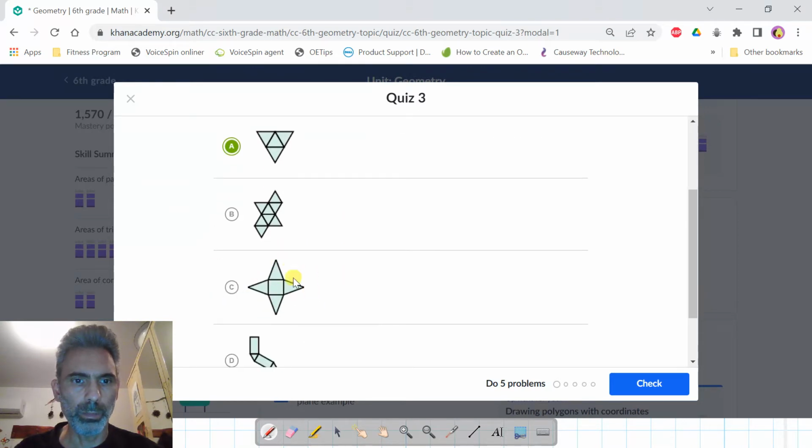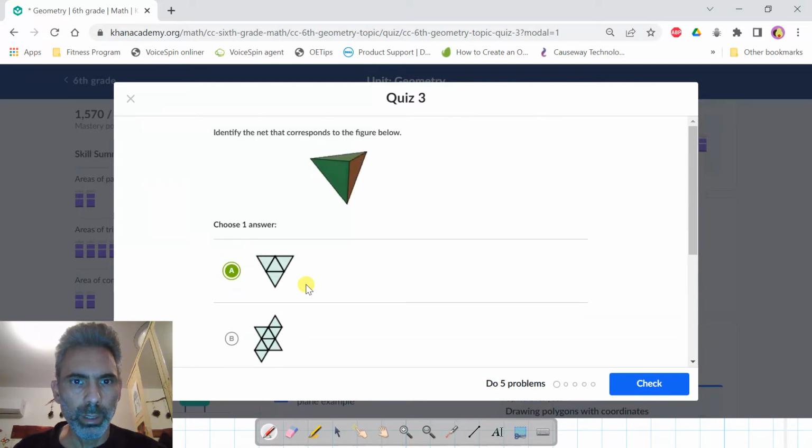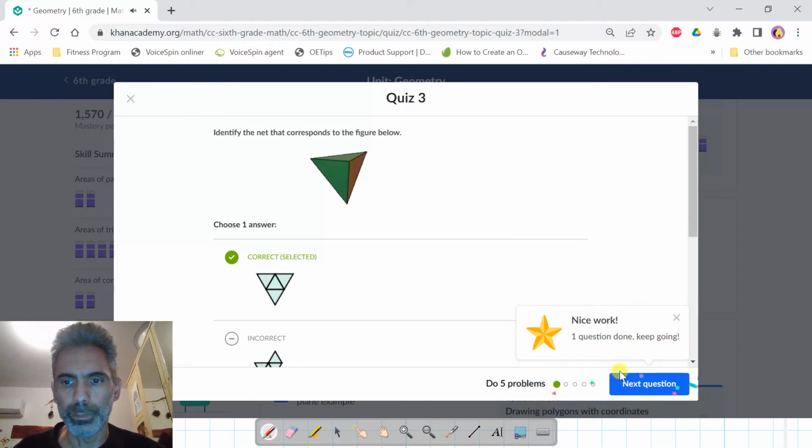This is a pyramid, because it has a square base plus 4 triangles as faces. And this prism has a triangle as its base. So A is the correct answer.